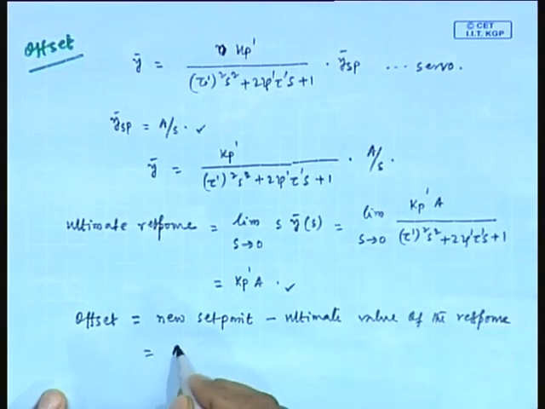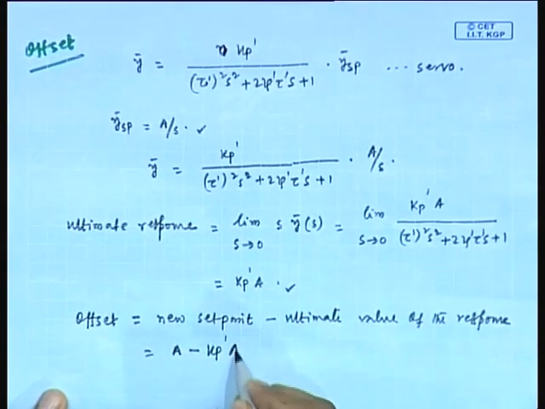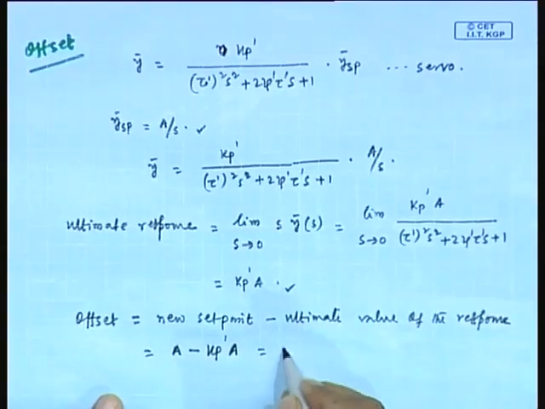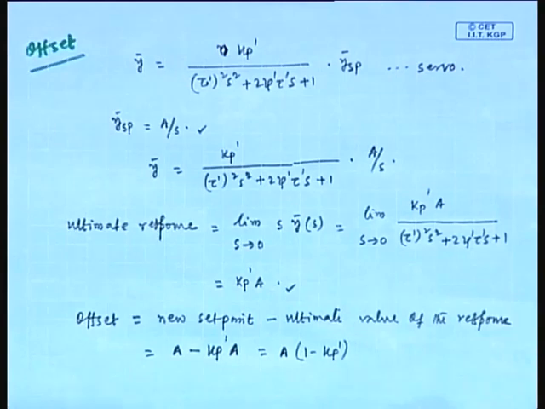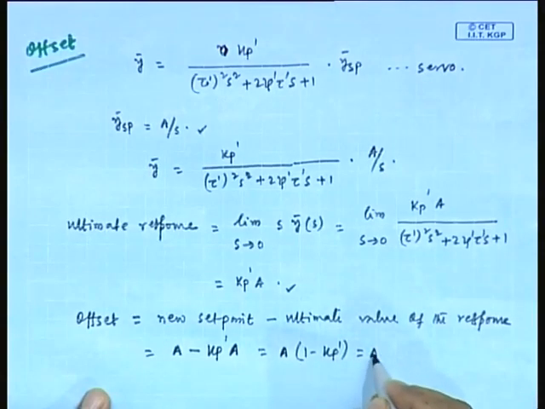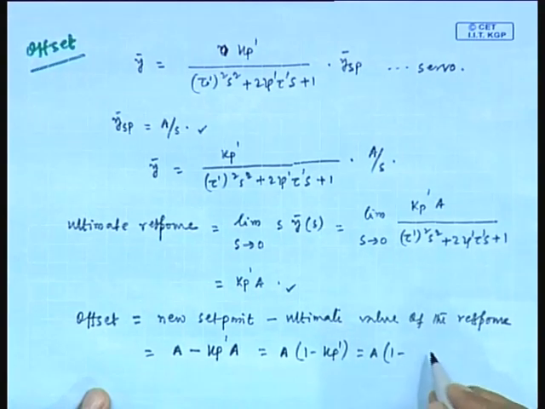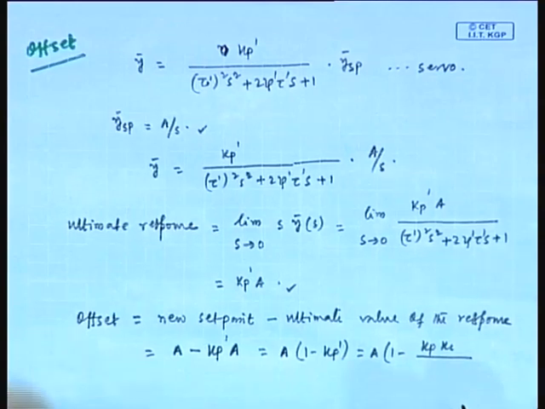So, new set point is a, ultimate value is Kp prime a. So, a multiplied by 1 minus Kp prime. Now, we will substitute the expression of Kp prime. So, a times 1 minus Kp prime is Kp Kc divided by 1 plus Kp Kc.